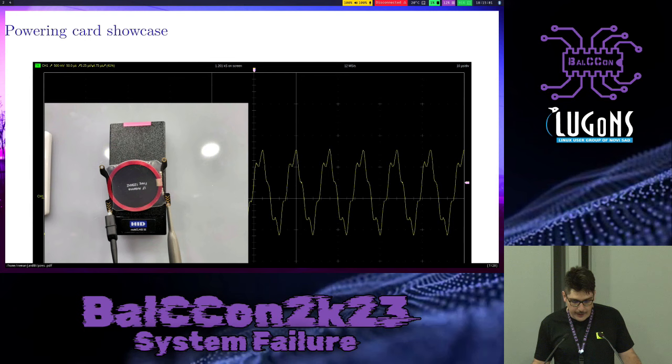In this case, I put the antenna for an LF card in front of the reader, and here's the reading from the oscilloscope. As you can see, we have something that resembles a sinusoid signal. Of course, in practice, it's never a perfect signal.